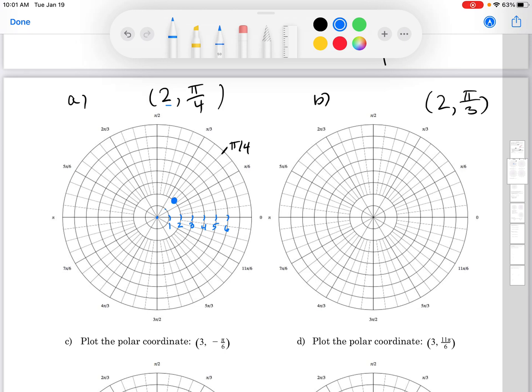All right, the next one we're going to do is pi over 3. So pi over 3 would be this angle right here, right? This would be our pi over 3 angle. And we want to go 2 circles out again. So from the origin, we're going to go 1, 2 circles out. Remember, every circle is 1.